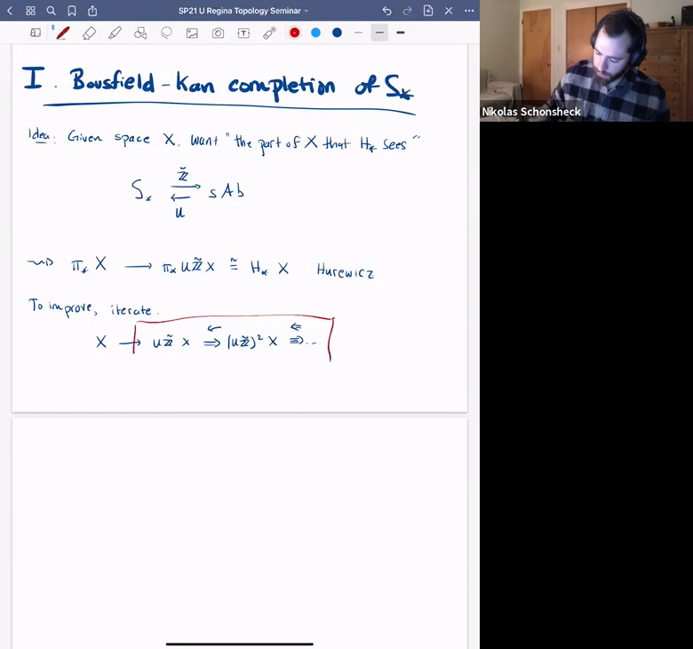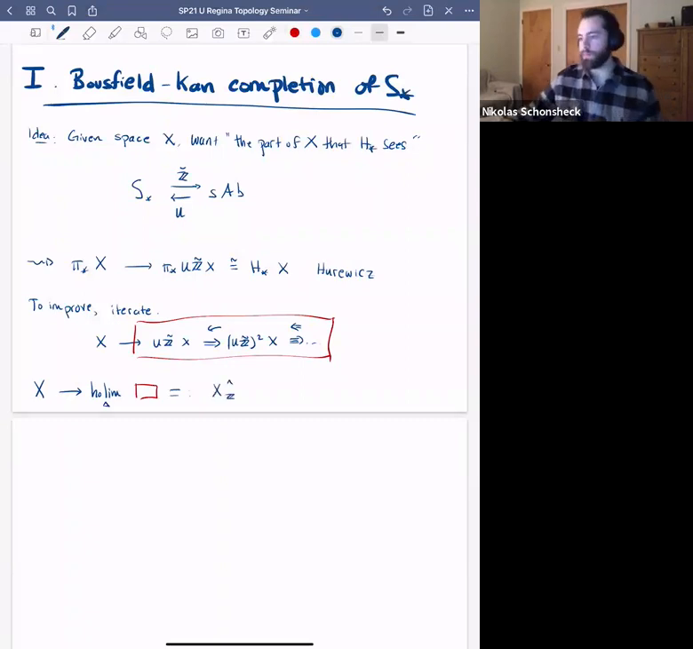And that's good. We have lots of tools to deal with cosimplicial things. So then the completion is just what you get when you glue all this stuff together in some homotopy meaningful way. So we have a map from X into the homotopy limit over Delta of all of that stuff. And that is the Z completion of X.